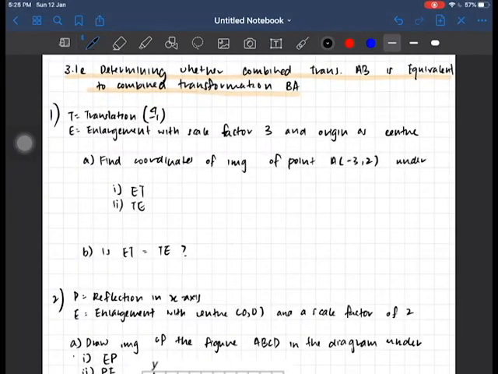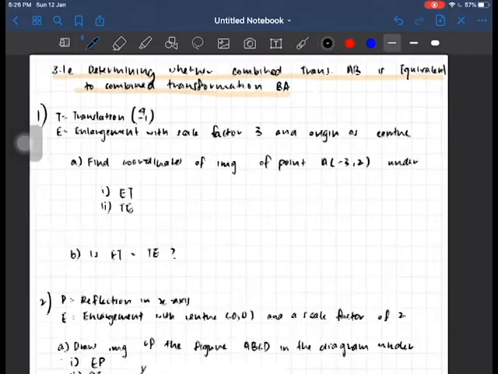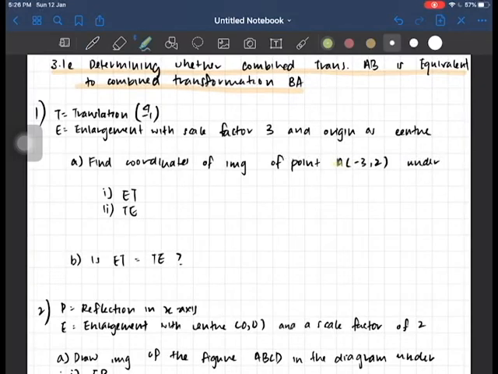So this is the next subtopic, where we have to determine whether transformation AB is equivalent to transformation BA. At times it will be equivalent, but at times it will not be equivalent. So let's find out in both cases. Right, so here's my image, and we're gonna go ET and TE. So let's find the answer first.